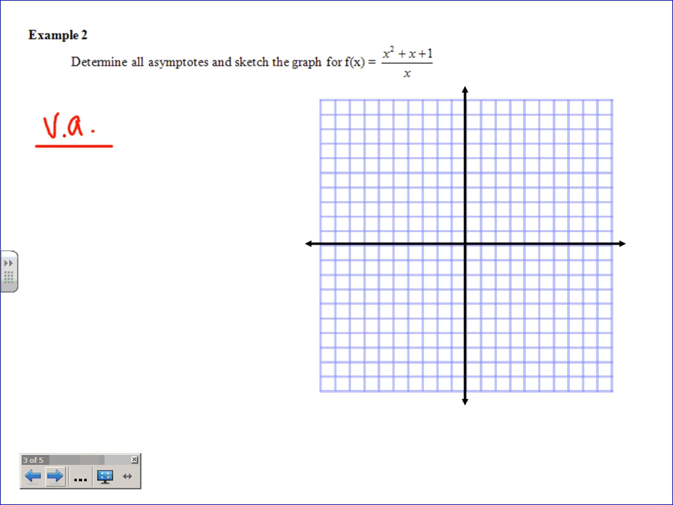Vertical asymptotes, all you have to do is set that denominator, because let's face it, dividing by 0 is not good. So let's find out what's going to make that happen. So you set the denominator, which is just x, right? You set it equal to 0 and solve. All right, I'm done. X equals 0 is a vertical asymptote.